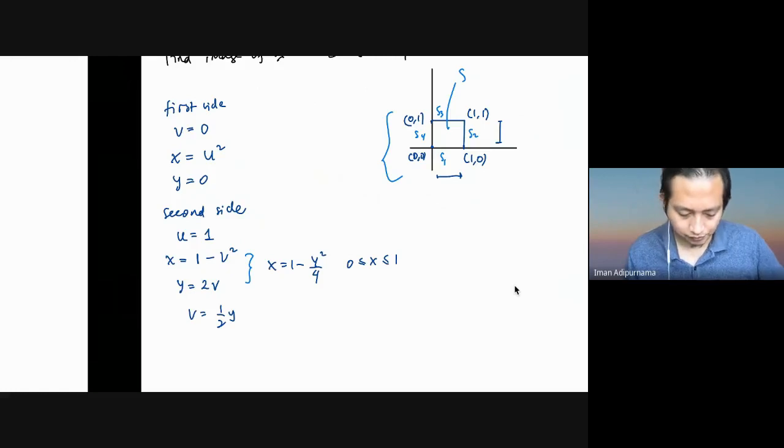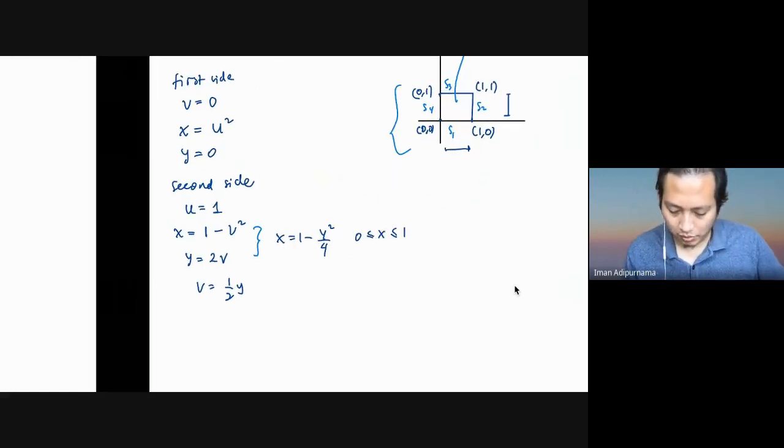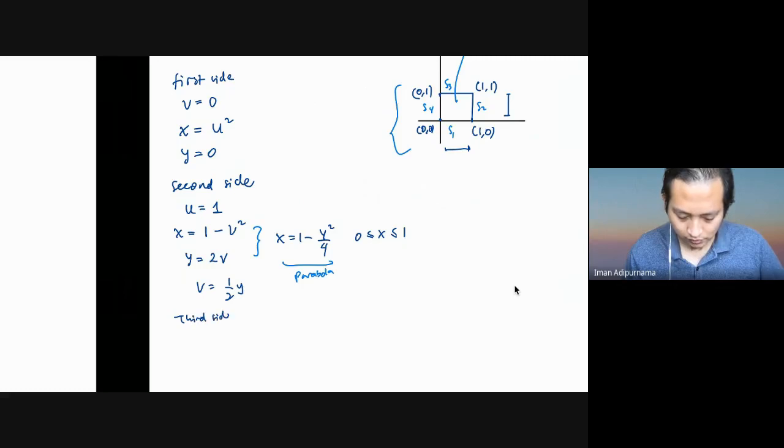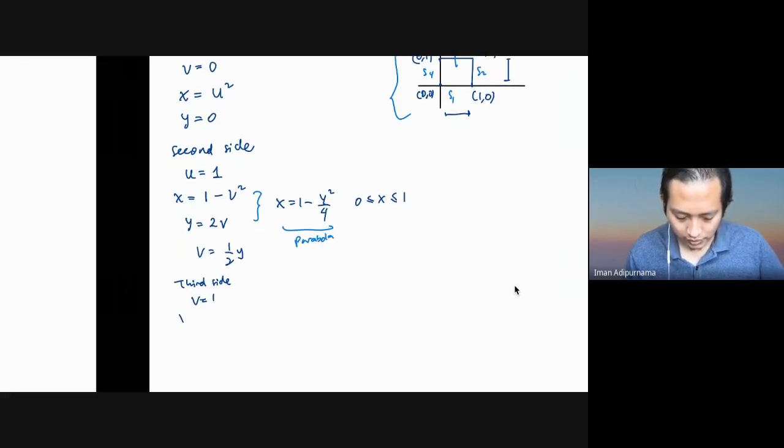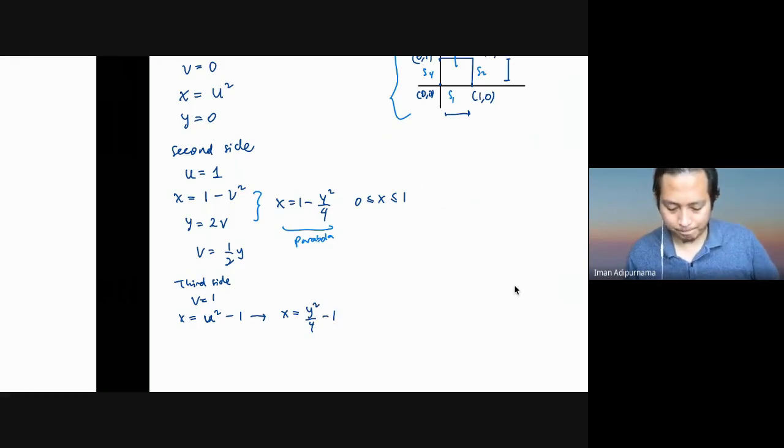Which is a parabola, right? And similarly, the third side, when v is 1, this will be u squared minus 1. And similarly, you will get x is actually y squared over 4 minus 1. This is from -1 to 0.